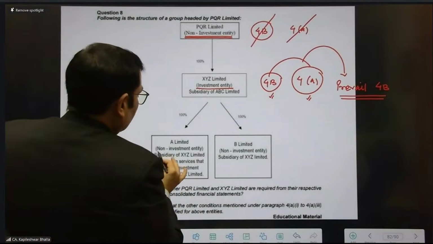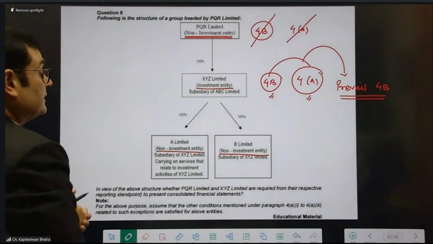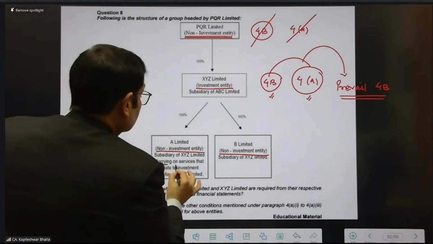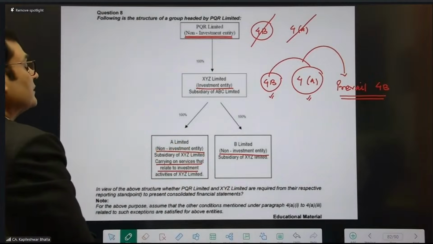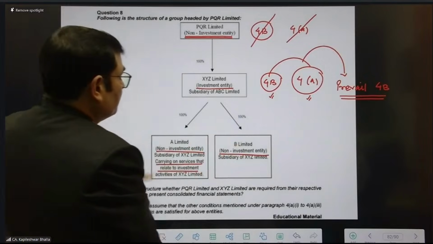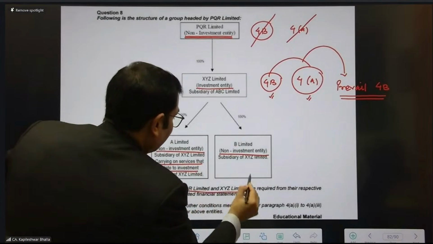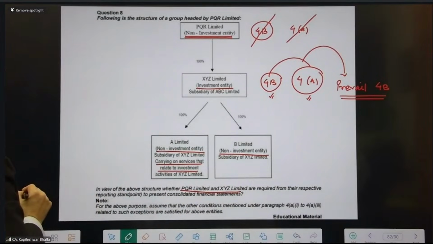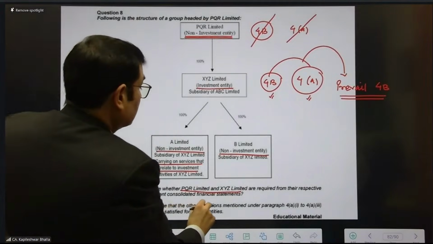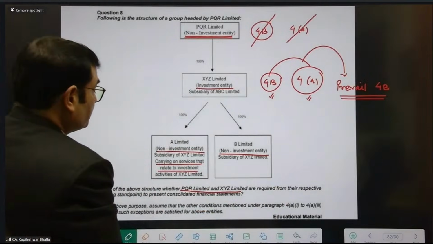Now A is a non-investment entity and B is also a non-investment entity. In terms of A, it says it is a subsidiary of XYZ carrying on services that relate to the investment activities of XYZ. It does similar work to what XYZ does, but nothing is given for B. In view of the above structure, whether PQR and XYZ are required from the respective reporting standpoints to present consolidated financial statements. For the above purpose, assume that the other conditions in 4A1 to 4A3 related to such exceptions are met.